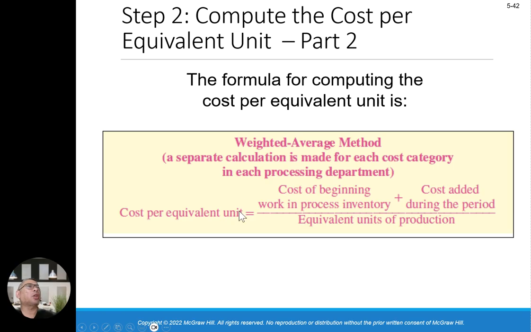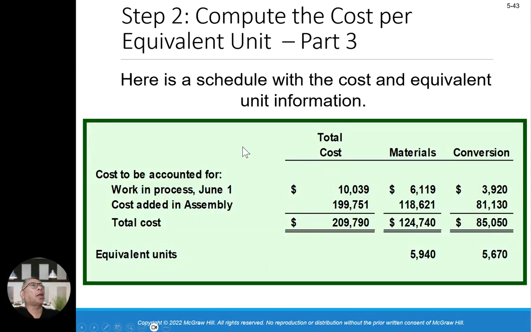Step 2, you're going to use the weighted average. The formula for completing cost per unit is the cost in beginning work in process plus cost added during the period, divided by equivalent units of production. It is a separate way, a different calculation. So you have 2 periods, okay? Current and prior period. And then here's the schedule of cost per equivalent unit information.